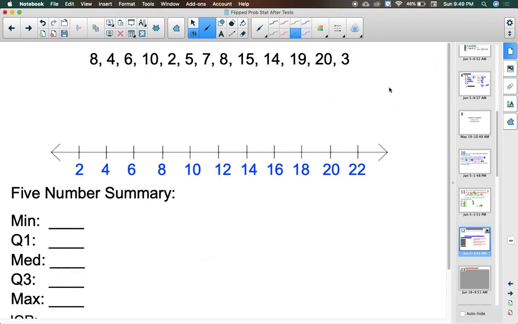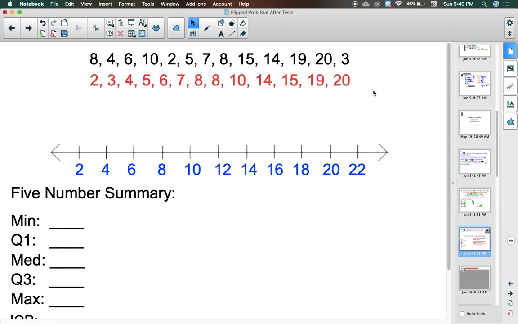Let's see one more, because there's one more exception here. Again, remember, I would pause this video and I would absolutely take the time to put those numbers in order. I have mine in order right here in red. This data set is a little bit different because this time there's an odd number of data in the set. 1, 2, 3, 4, 5, 6, 7, 8, 9, 10, 11, 12, 13. So the halfway point for 13 would be 7. 1, 2, 3, 4, 5, 6, 7.